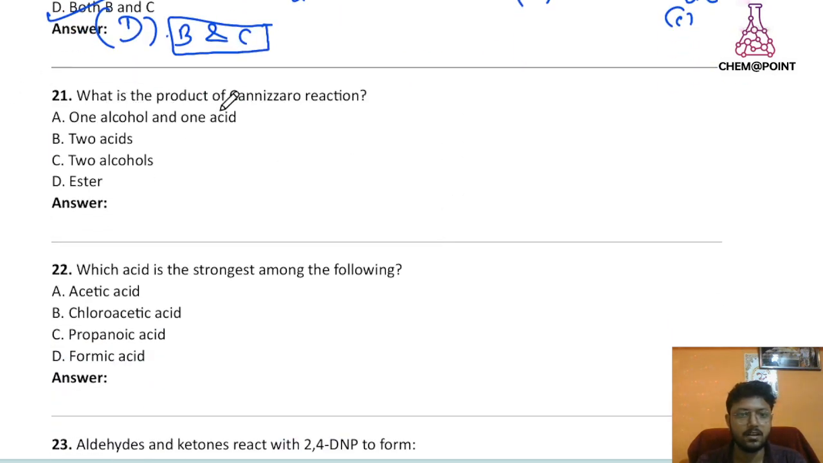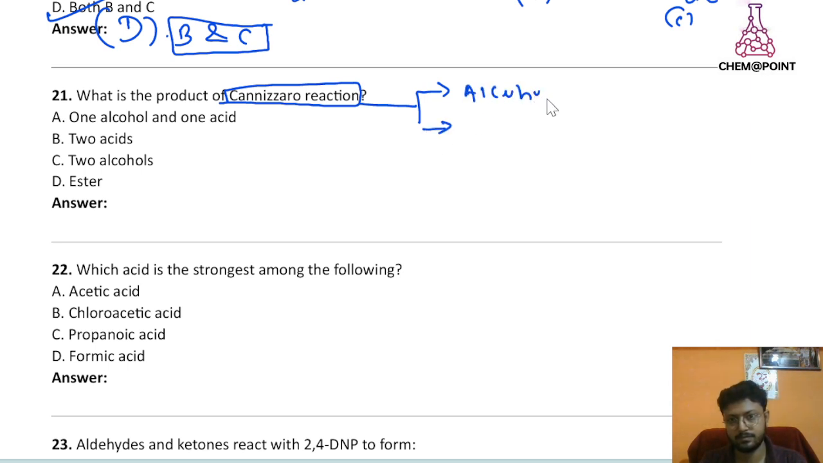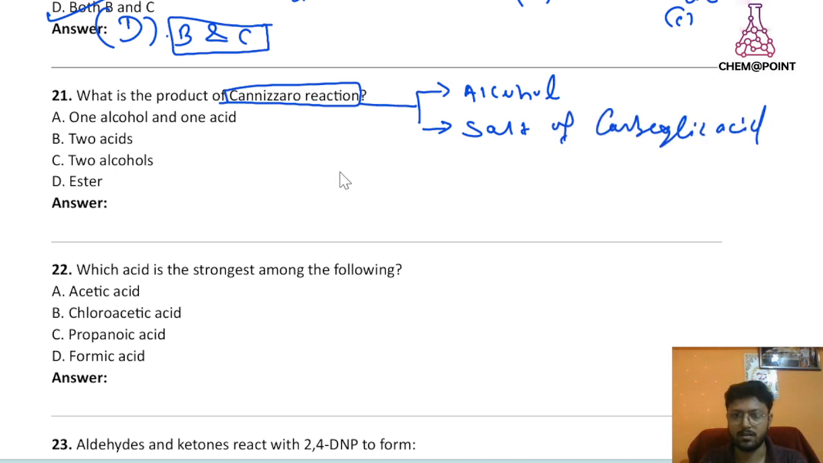Which is the product of the Cannizzaro reaction? Students, keep in mind the Cannizzaro reaction has two products. One is the alcohol. The second one is the salt of carboxylic acid. That means option number A, alcohol and one acid salt. Option number A.